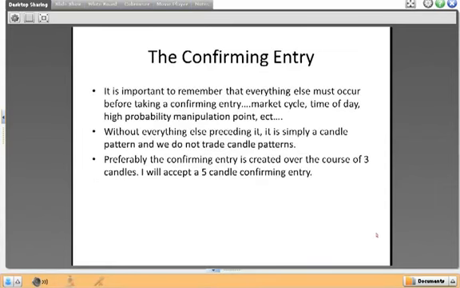As soon as the slide wants to go. Come on. All right, the confirming entry.